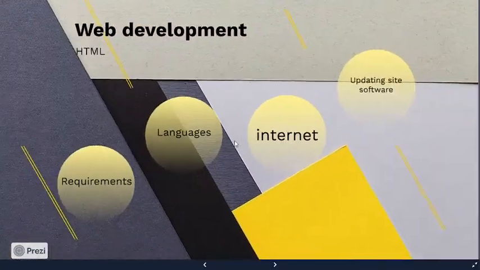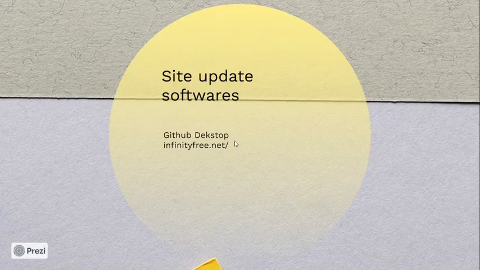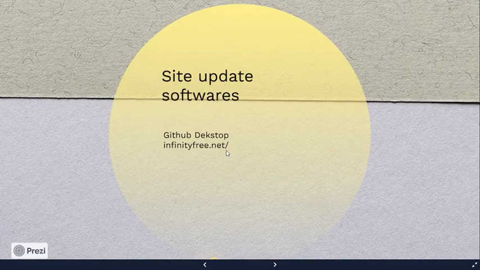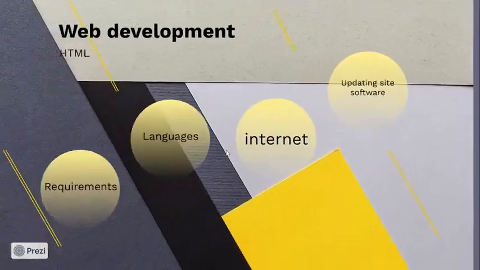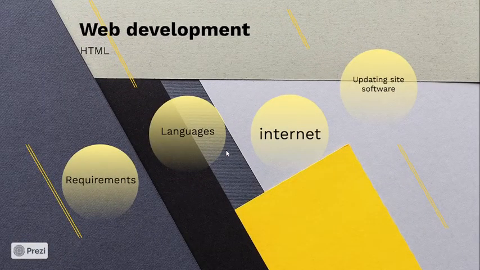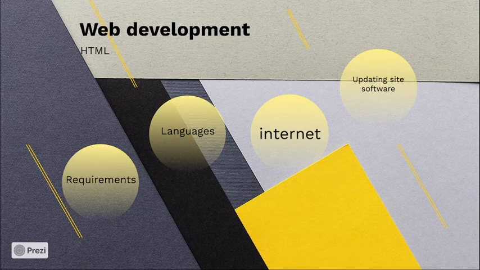So now, the updating site softwares are the GitHub Desktop App and InfinityFree.net. These are all the softwares we would be working on, and they would help us to build our web page. And I would be adding some special effects to help you understand better, like pointer focus. I would be annotating on the screen and teaching you web development. Thank you.